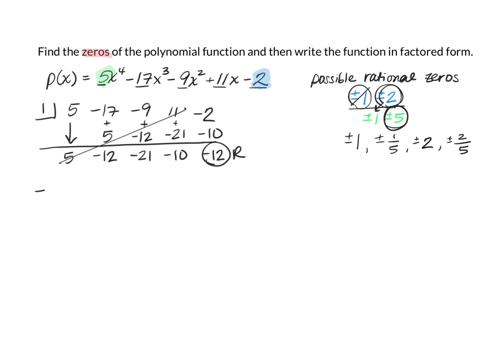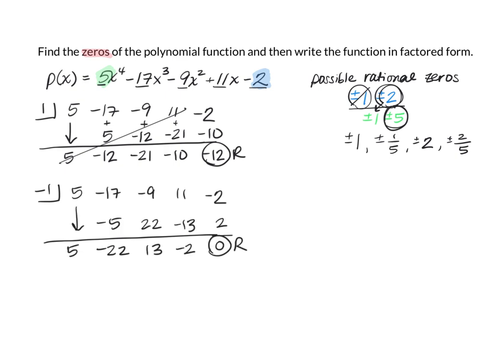So then we're going to move on to -1. At this point, I would recommend that you pause the video, do your synthetic division, and then check back with me. So hopefully you were able to get that -1 does work because we ended up with a remainder of 0. So that means we have our first 0. So when we list the zeros, we know our first 0 is going to be -1.